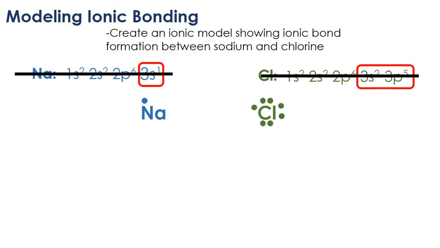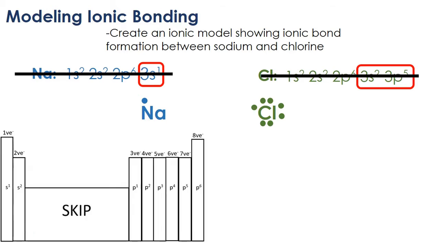We don't always need to write out our full electron configuration to figure out how many valence electrons each element has. What we can do is remember this table on the periodic table. We can remember that each column or each group has a specific number of valence electrons. The first column has 1 valence electron. The second column has 2 valence electrons. We're going to skip our transition metals for now.